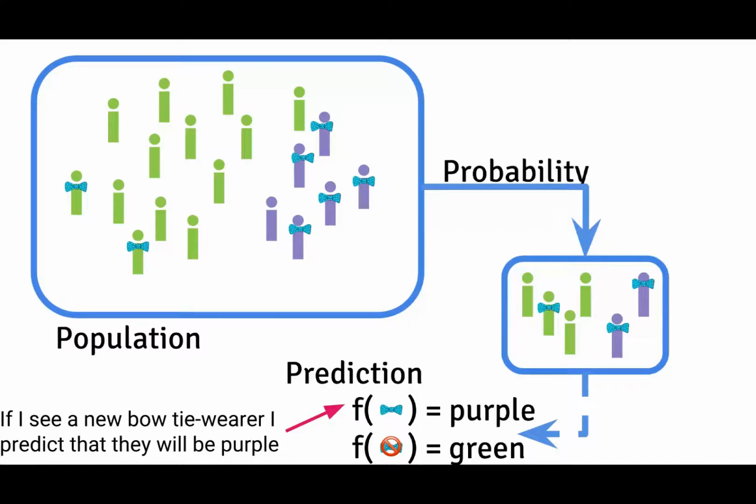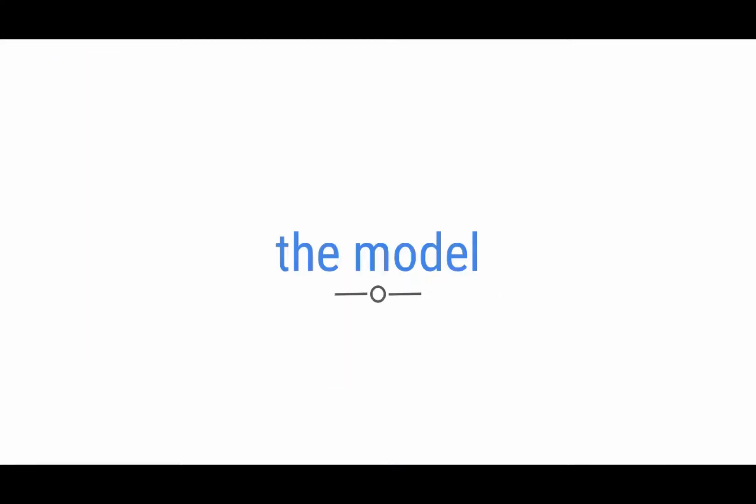Recall that this is our setup. We have a population of meeple. We take a subsample to create a training set using probability. In that training set, we collect multiple features we want to predict, in this case, the color of the meeple, as well as features that we're going to use to make that prediction, in this case, whether they're wearing a bow tie or not. Then we build a function, f, and that function predicts the color of the meeple based on whether they're wearing a bow tie or not. In this lecture, we're going to be focusing on the different choices for f.